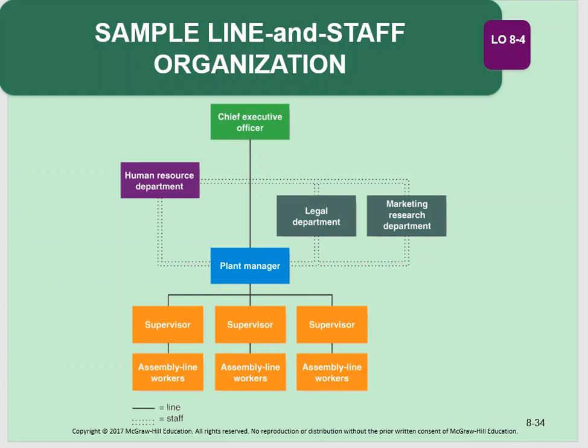This denotes staff organizations. So for instance, human resources, legal, accounting, or marketing and research, they have professionals in there who advise but do not have decision-making authority. So for instance, someone in human resources can advise either the chief executive officer or plant manager, but at the end of the day, it's either the plant manager or chief executive who has final decision-making authority. So that is a line organization and a line and staff organization.